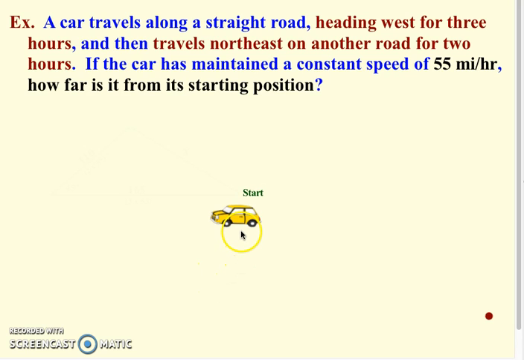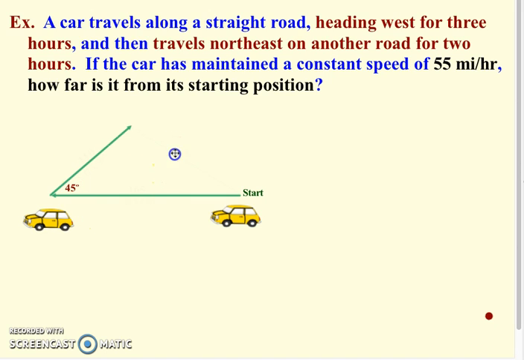So this says a car is traveling along a straight road headed west 3 hours, then travels northeast on another road for 2 hours. It maintains a constant speed. How far is it from its starting position? So first of all, you're going to have to sketch a diagram to go with this, starting by going west. So the car travels west, changes direction, goes northeast, which means you're going to create a 45.